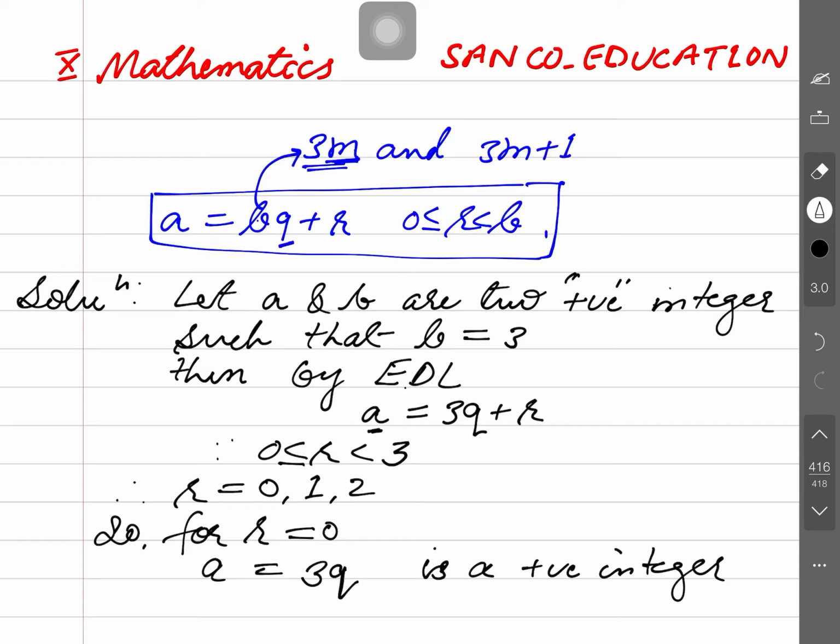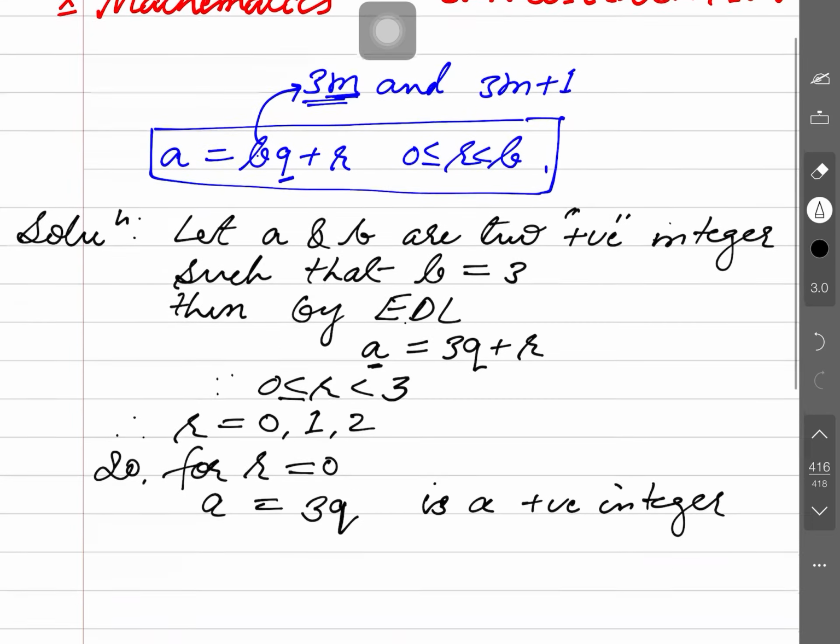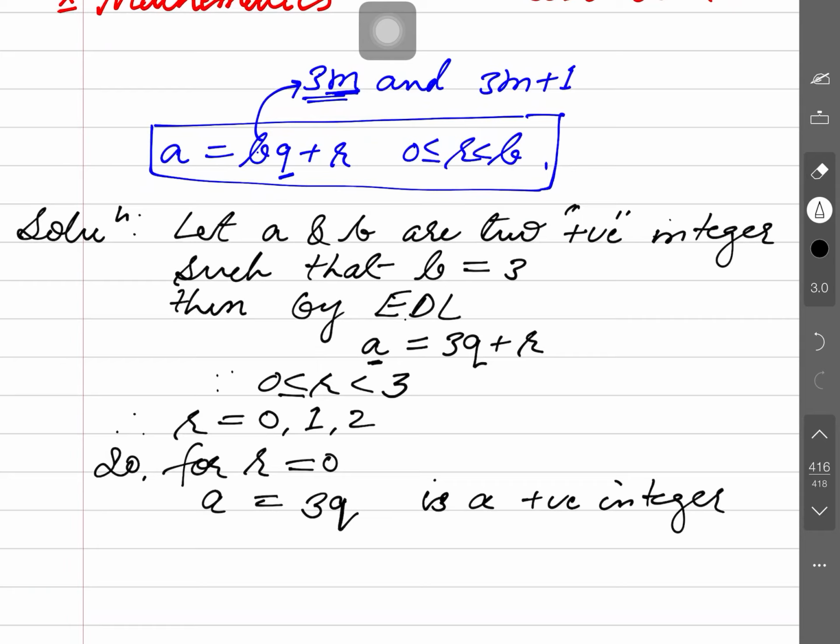It is positive because this is framed well in the Euclid structure, so it is positive. Is that clear? Now we have a positive integer, but it is coming as 3q, while the question is asking for 3m form. Is that clear? So how is this to be done here?